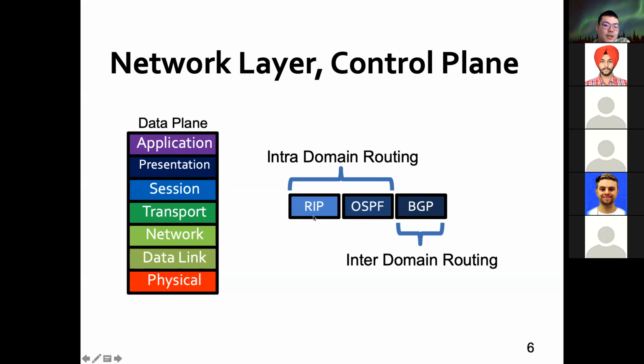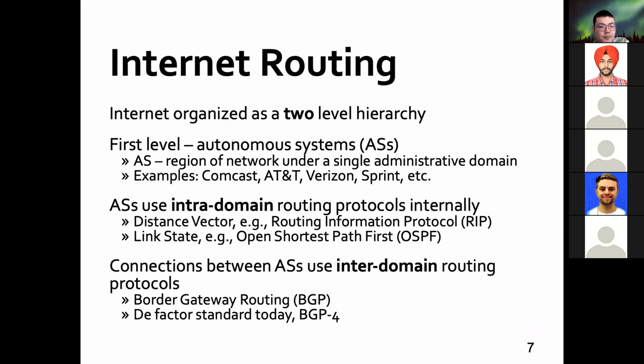Right, and you need to know that RIP and OSPF are for intra-domain routing within an AS, and inter-domain routing is only using BGP. Everyone is using BGP for routing between AS, okay? So there are 2 levels, right? The first level is intra-domain routing, used within an AS, right?